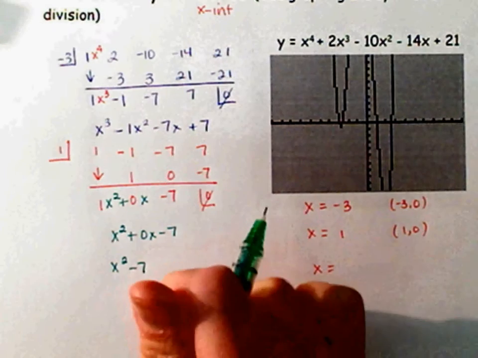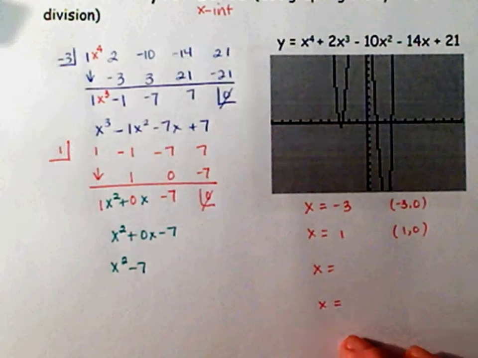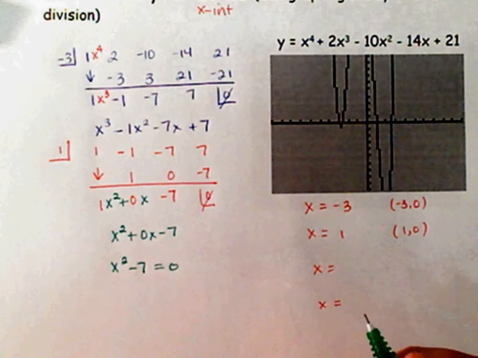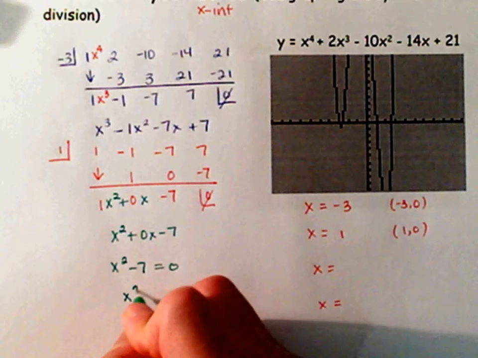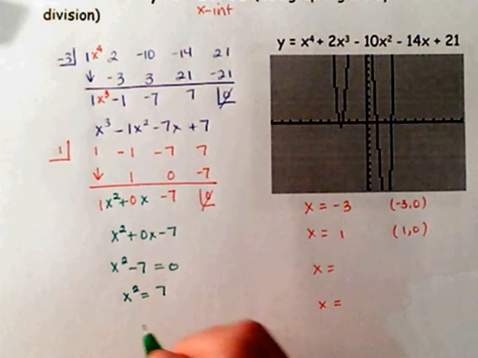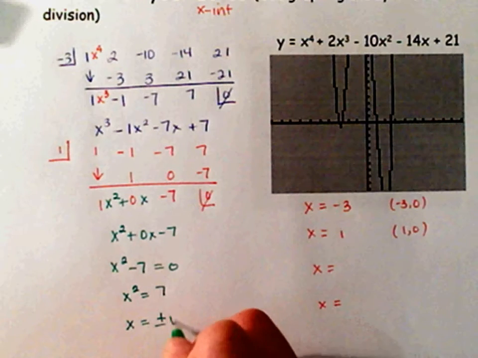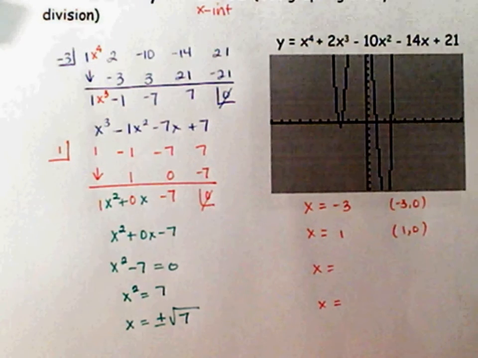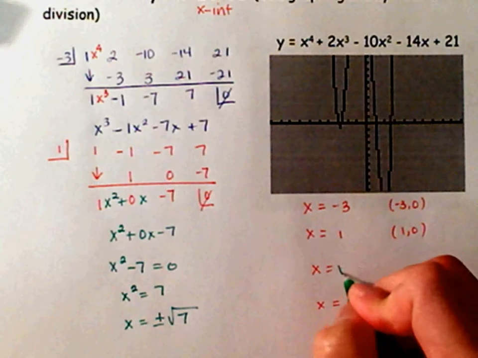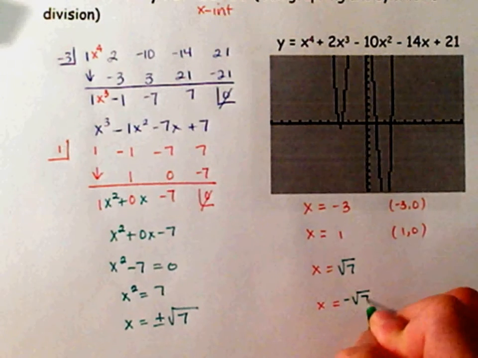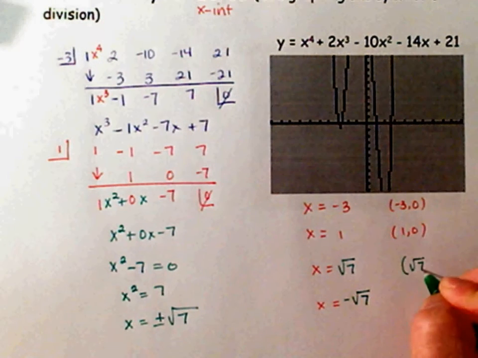Can you now solve for the other 2 zeros? Yeah. Set it equal to 0. Now solve. Add 7 to both sides. Take a square root, and when you square root something, you have 2 answers. So, square root of 7 and negative square root of 7. And you can write it just like this.